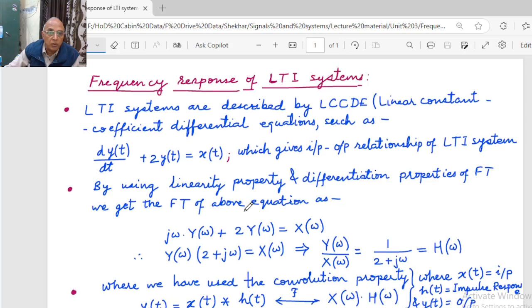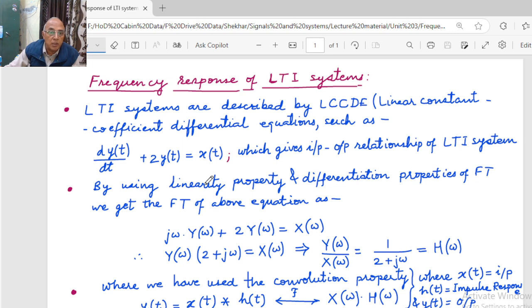So, how do we find the frequency response of LTI systems? Let us first try to see how LTI systems can be described. LTI systems, particularly continuous-time LTI systems, are described by linear constant coefficient differential equations. Here we have a first order differential equation. Suppose we have dy/dt plus 2y(t) equal to x(t). This basically describes some input-output relationship of an LTI system.